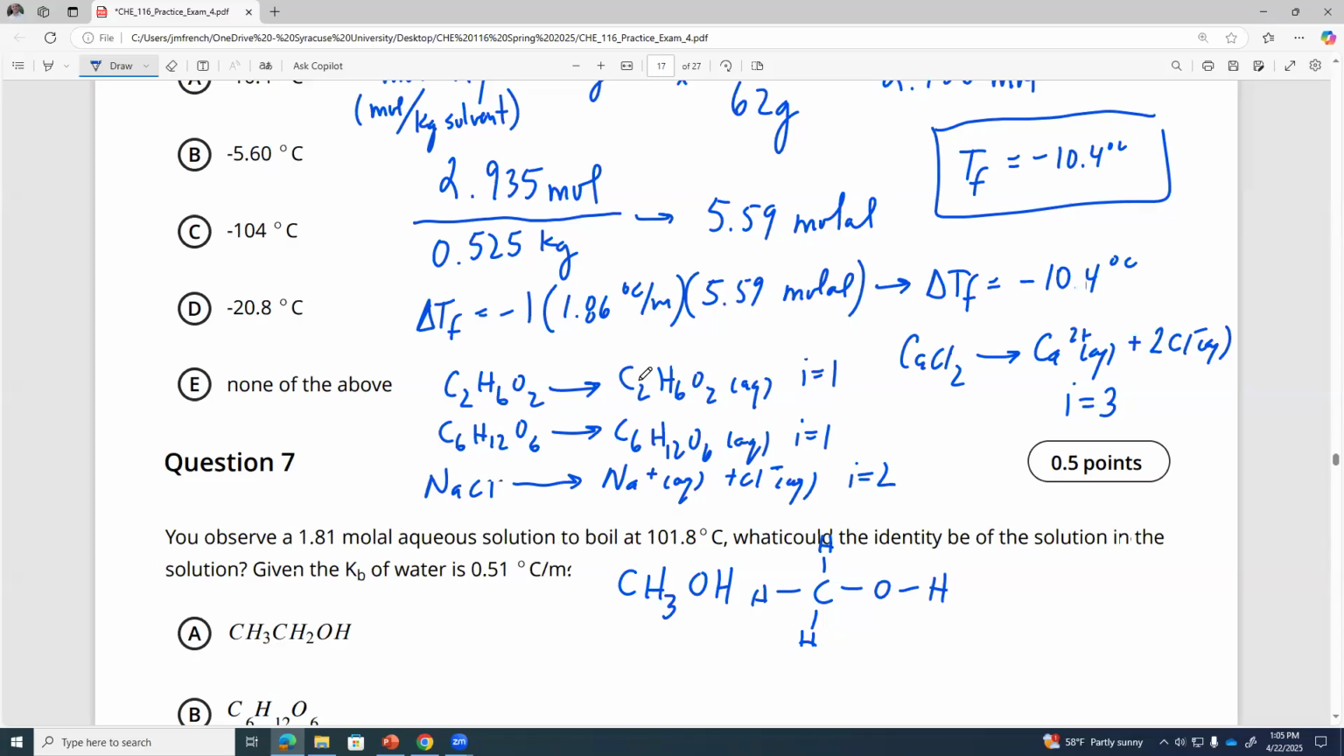It depends on the polyatomic, right? Like aluminum nitrate could be 4. So it just depends.